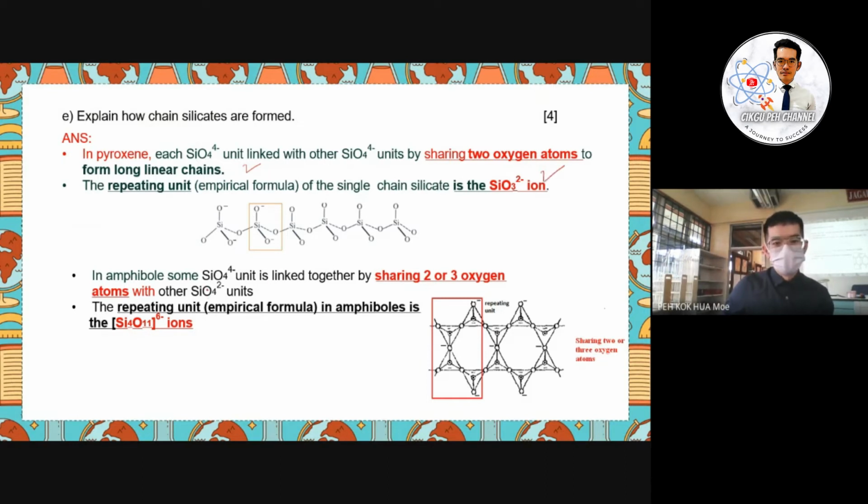And then amphibole will be linked by sharing 2 or 3 oxygen atoms with their respective unit, 1 mark, and you give the double chain silicate repeating unit, 1 mark. So in total you get 4 marks here.